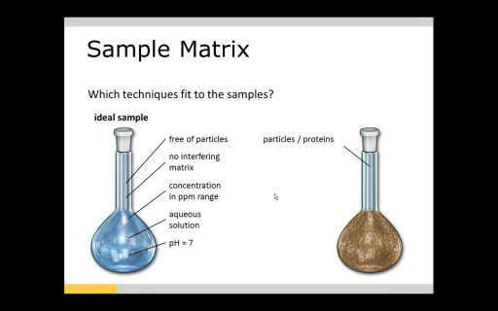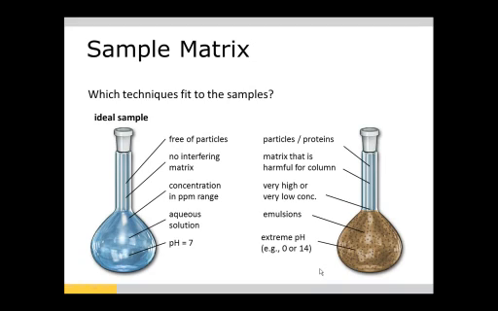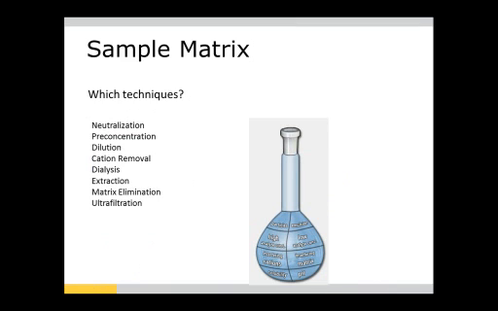The true real-world samples will have a lot of particles and protein substances. The matrix may be really harmful to the column. It could have a very high or very low concentration of the analyte of our interest, emulsions, and the samples can also have an extreme pH of 0 to 14.